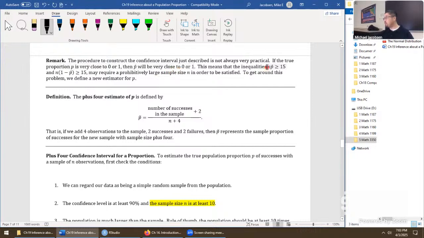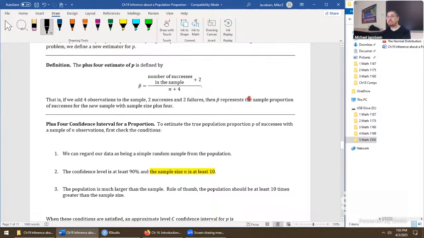If p hat is very close to 0, n right here is gigantic to get it beyond 15. If p hat is very close to 1, then that's close to 0 right here. And so this n, same sample size, also has to be gigantic to go beyond size 15. So again, sometimes we can't even afford the study to make that sample size large enough. So here comes the +4 estimator. Probably the weirdest estimator you're going to see in class.